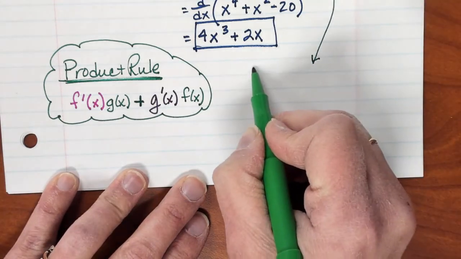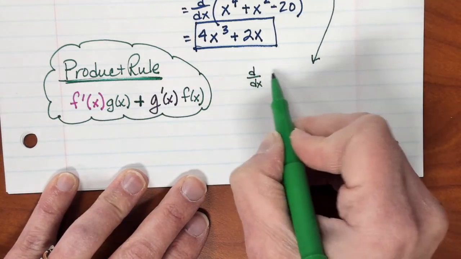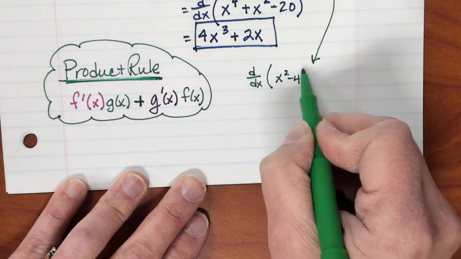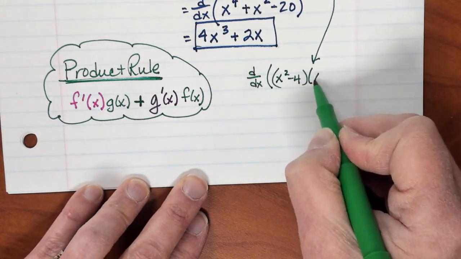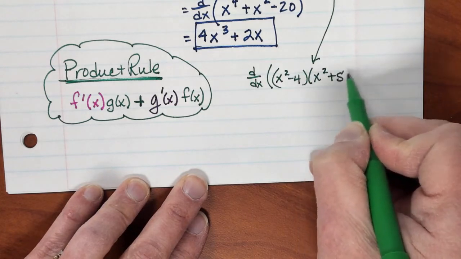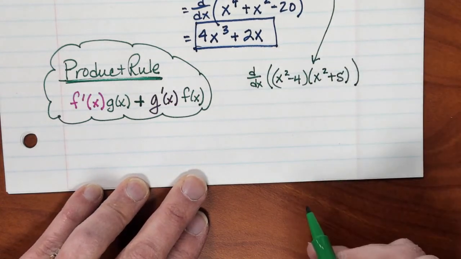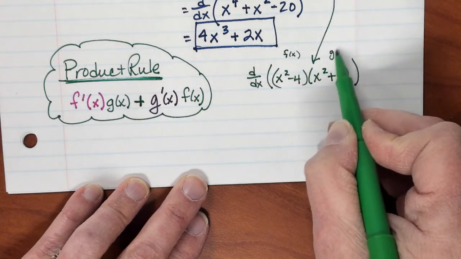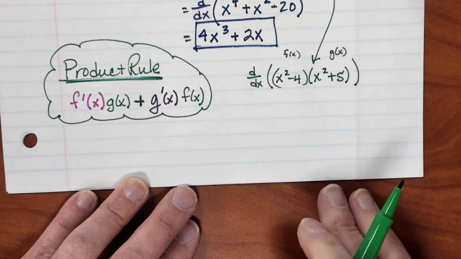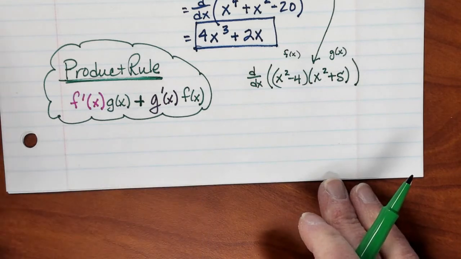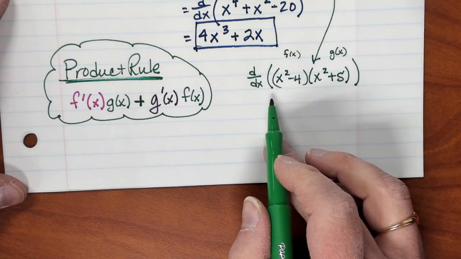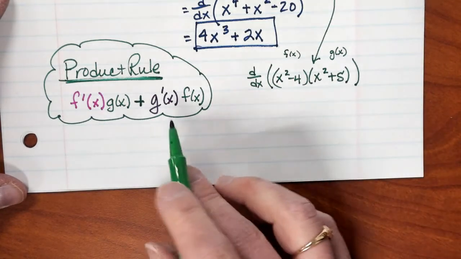So if we were here and we had x squared minus 4 times x squared plus 5. Now, remember, this is f, and this is g. Okay? Then let's apply the product rule.